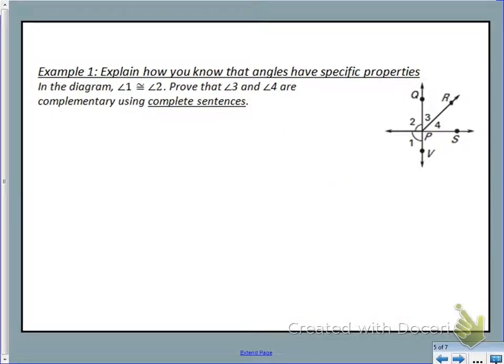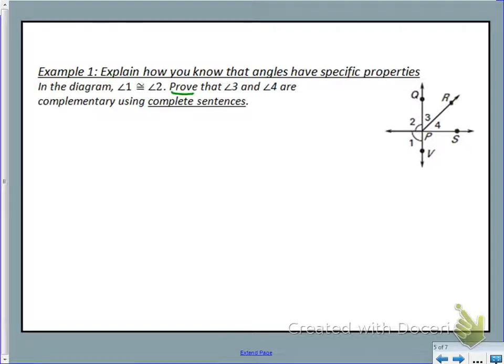All right, let's take a look at example 1. Example 1 says, explain how you know that the angles have specific properties. In other words, in the diagram, angle 1 is given to be congruent to angle 2. We need to prove that angle 3 and angle 4 are complementary using complete sentences. We did algebraic proofs earlier in this unit, and essentially what we did is we did our algebra and solved the equation, but then we provided a reason for that in a T-chart form. What we're going to do here is use a paragraph proof and complete sentences to show how angle 3 and angle 4 are going to be complementary.